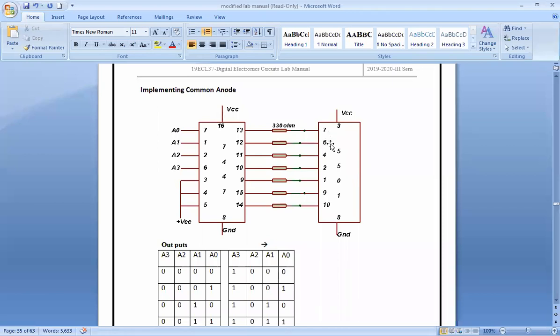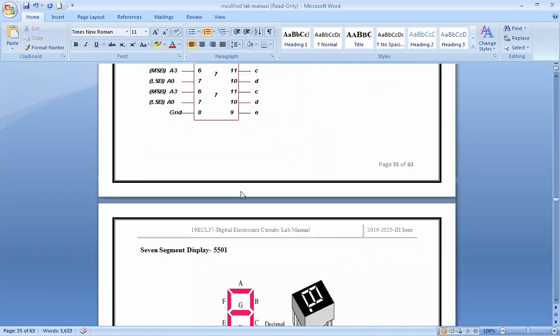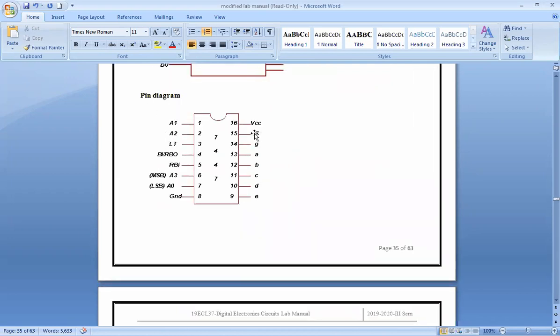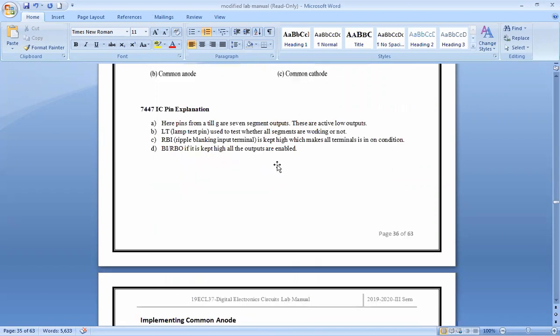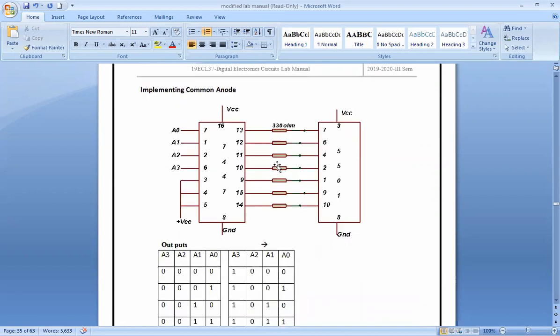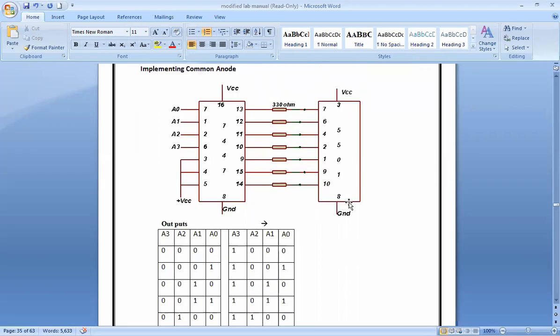So accordingly, this will be A, B, C, D, E, F, G. F is nothing but your 15th pin. See, this one will be your F. We already have a C here. And G will be as usual 14. So that is interfaced with your 5501, and it has its individual VCC and ground. Now, how does this function?